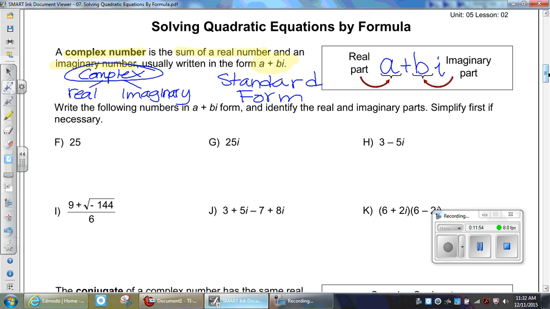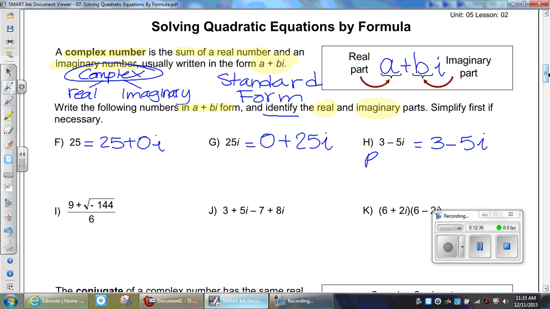So what we're going to do is write these numbers in standard form, a plus bi. We have to always write the real part first and then the imaginary. So in this case, it will be 25 is the real part, the imaginary is 0i. This one will be 0 for the real part and 25i for the imaginary. Here they want us to identify them, but I want to skip that part, okay? Here, this one is already in standard form, 3 minus 5i.